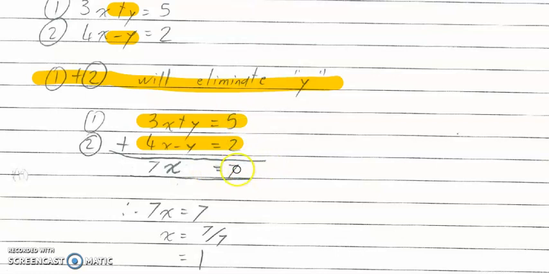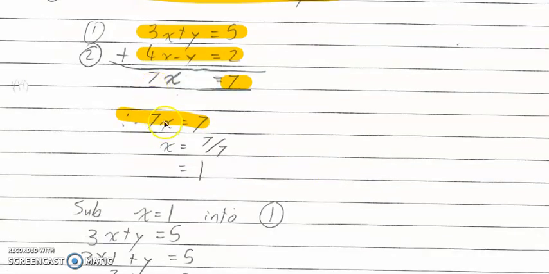5 plus 2 is 7. Y plus negative y eliminates, so I'm not going to write anything there. 3x plus 4x gives me 7x. Then I rewrote the statement here. 7x equals 7, as you can see. So if 7x equals 7, well, all I need to do is move the 7 over here, as you can see I've done there. X is equal to 7 divided by 7, so x is equal to 1.